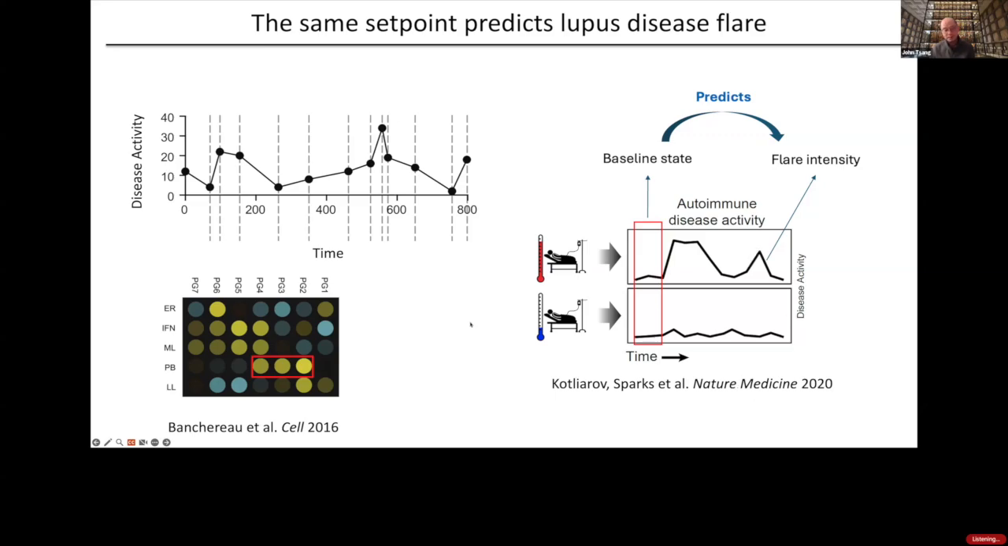So we tested that in this paper, and it turned out, as we had hypothesized, that for patients having these plasmablast flares, there's indeed a significant correlation between their baseline state as measured by our vaccine predictors, the set point I mentioned, and the intensity of this plasmablast signal. When we apply that to all the other patient groups with different kinds of flaring characteristics, there's absolutely no correlation. So it's very subtype specific for this set of lupus patients.